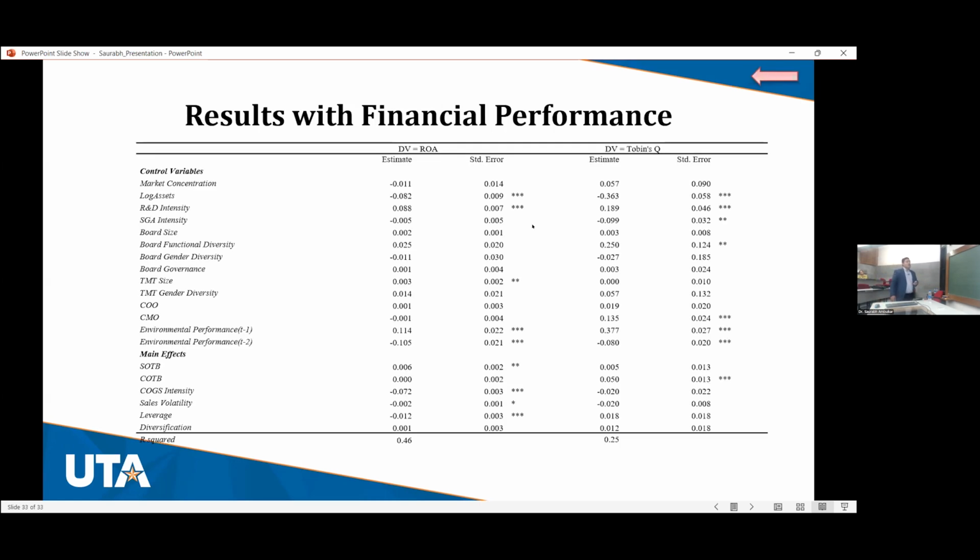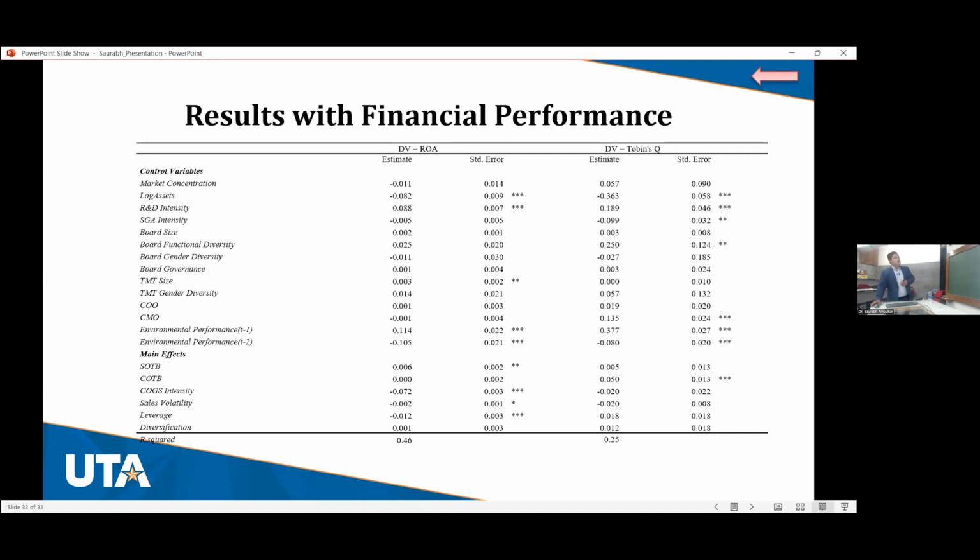So we see that the presence of a supplier on the board of directors has a positive influence on companies' ROA. So short-term profitability is good. And in the Palms paper 2022, we also show that the effect is stronger when companies are facing an efficiency crisis. So companies that are not very efficient see this effect more.